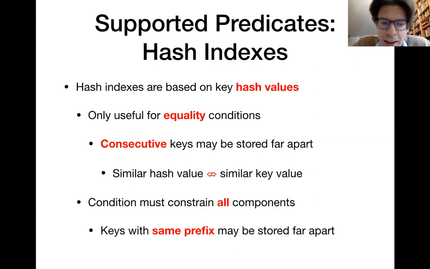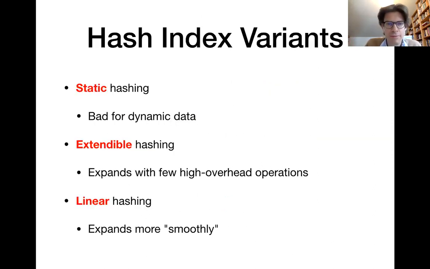And since similar keys are not stored close together, it makes it inefficient to try to use hash indexes for inequality predicates. Also, if you have composite keys, then if you have the same value in a key prefix when comparing two entries, it does not mean that they will be stored in the same hash bucket. Most likely, they will be stored in different hash buckets. And this is why you typically want to use hash indexes only if you have conditions on all the columns of the composite key. So in a way, hash indexes are a little bit more restrictive in terms of the predicates that you can use them for when compared to tree indexes.